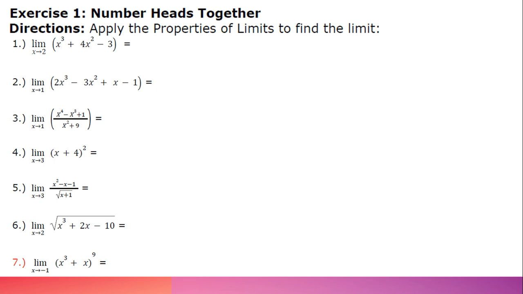Okay, exercise number 1. So, what is the answer number 1? Practice po tayo. What is the answer in number 1? Anyone from the class?